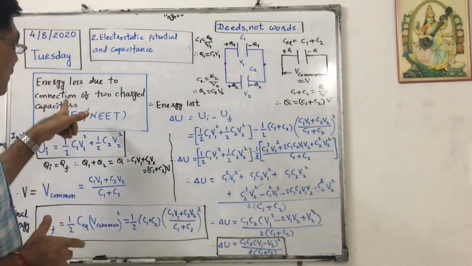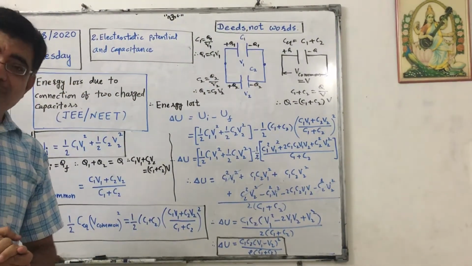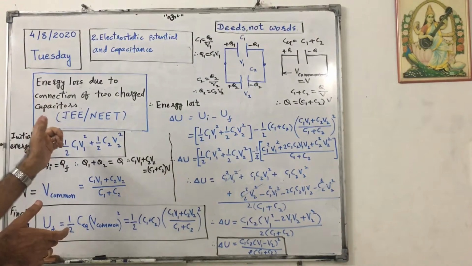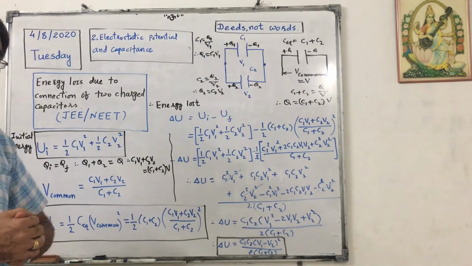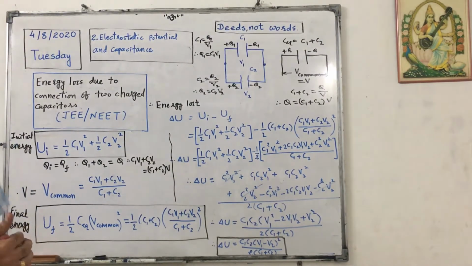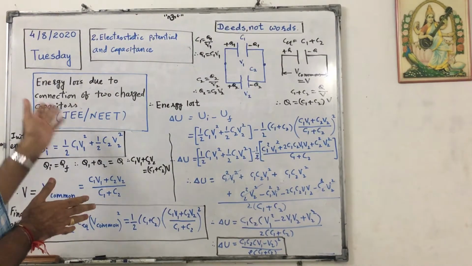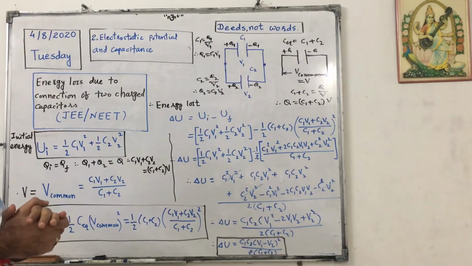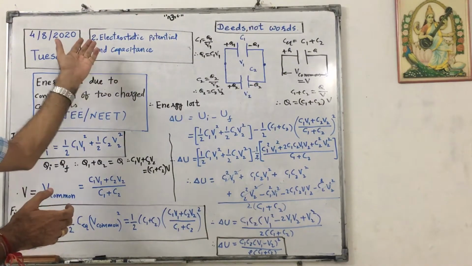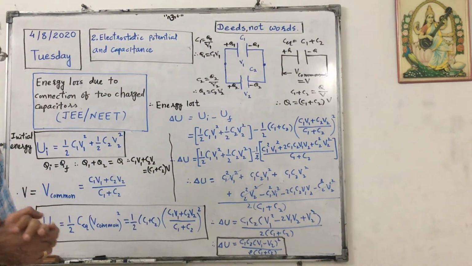This topic is not discussed in our NCERT textbook, but it is important for NEET. So we'll be discussing it today. It is about energy loss due to connection of two charged capacitors. Second lesson, electrostatic potential and capacitance.